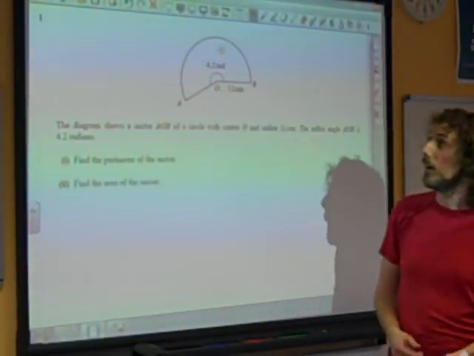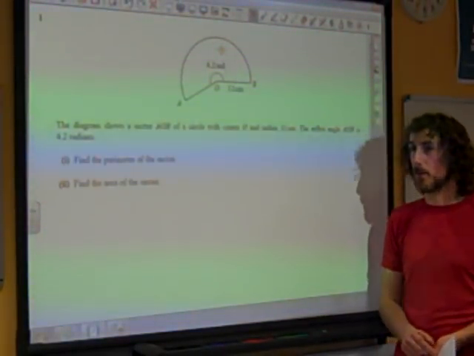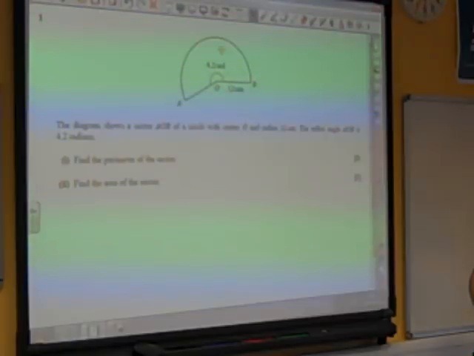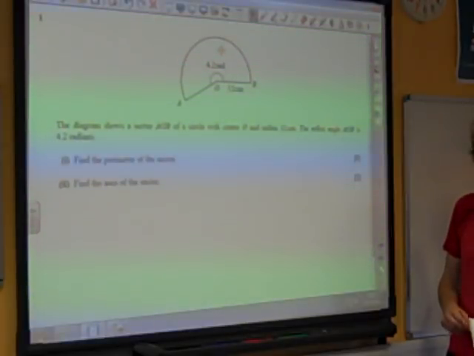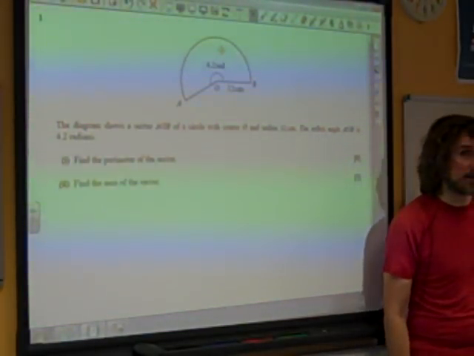Here we go. Right, so question 1. The diagram shows a sector AOB of a circle, centre O, radius 12. The reflex angle AOB is 4.2 radians. Find the perimeter of the sector.